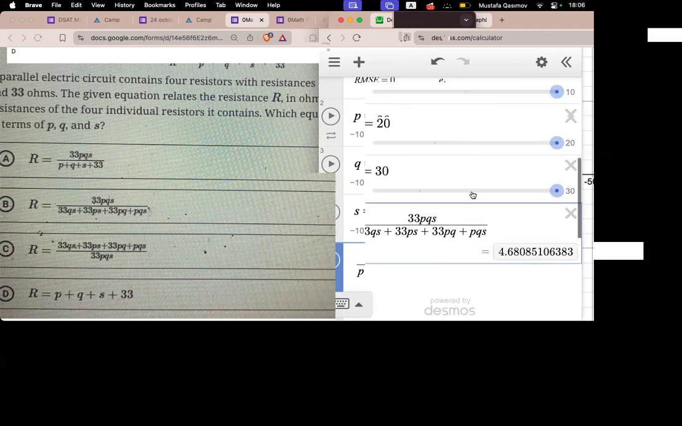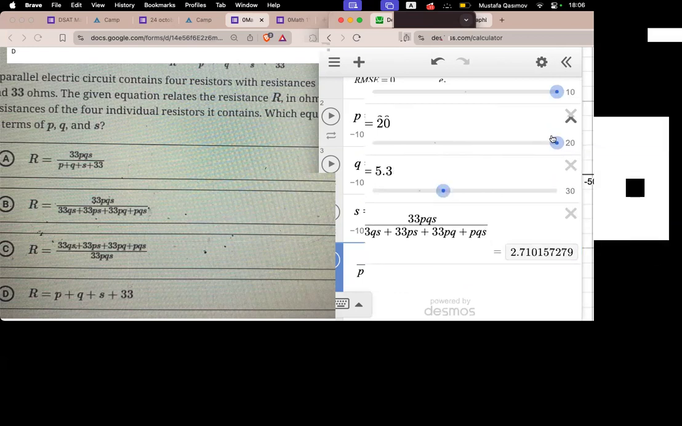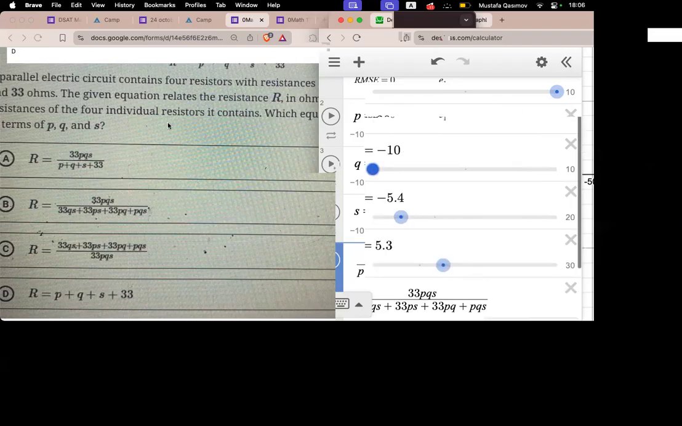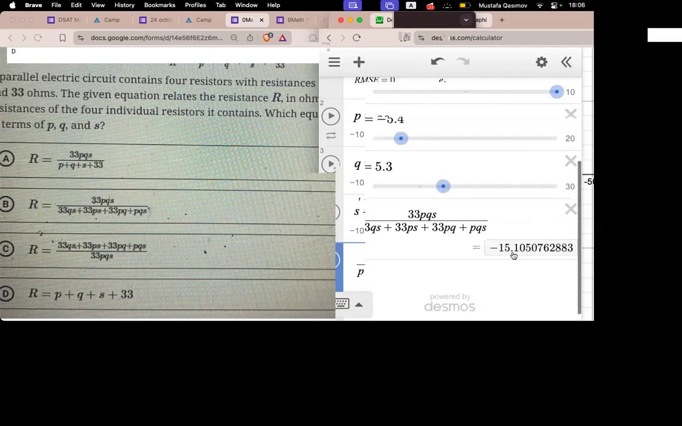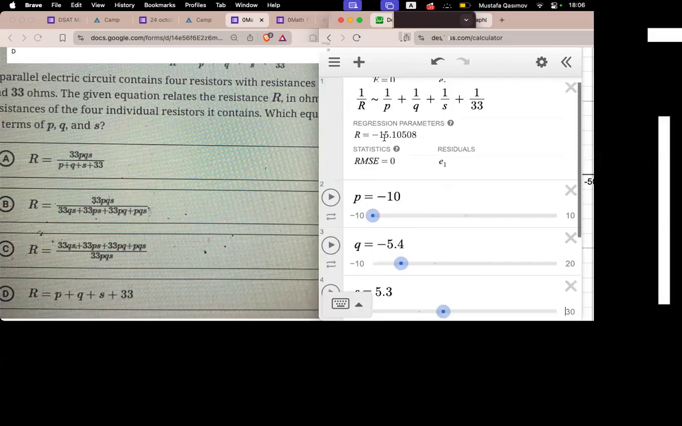If you change this number, it will be negative 15.10. It will also be negative 15.10. So the answer is B. Any questions?